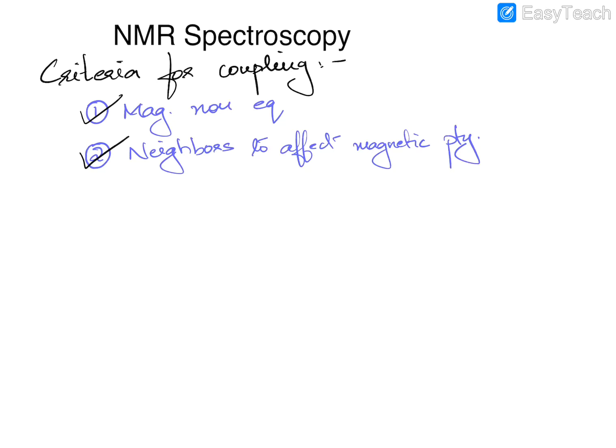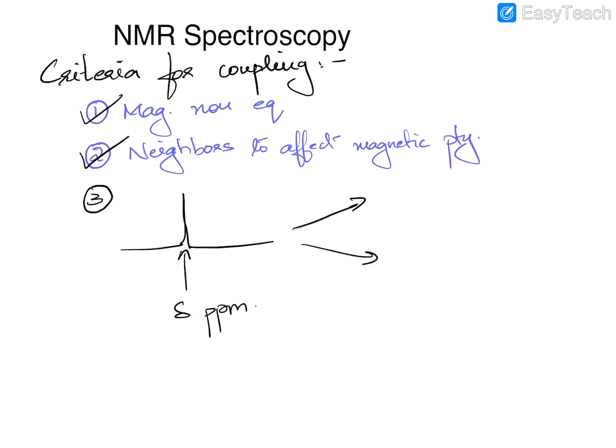Now, what happens when two nuclei couple with one another? The same peak that is supposed to have appeared at a certain characteristic delta ppm value now appears in the form of certain grouped peaklets. So rather than seeing a single peak, you would see certain groups of peaks appearing because its magnetic environment is affected by its nearest neighbors. And the way the neighbors affect the peak splitting pattern of this nuclei that is being probed can be given by a relationship called 2ni plus 1.